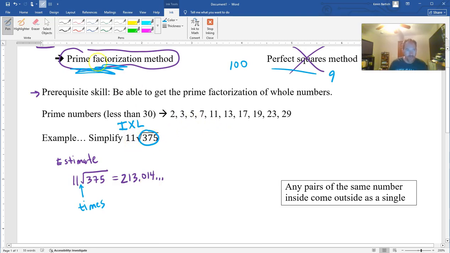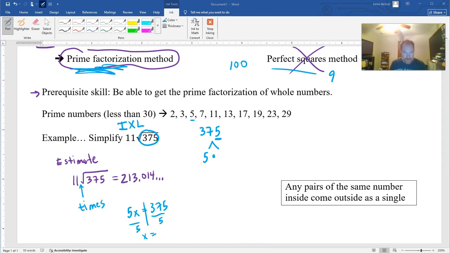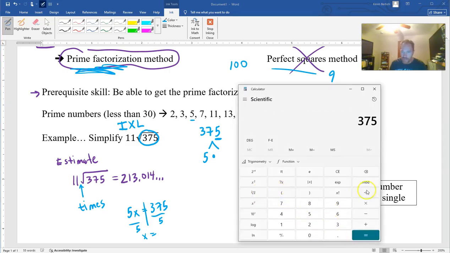So for just the square root part, if I take the 375 and try to break that down, well, I know it ends in a 5, so it's 5 times something, and 5 is a prime number. Let's see, 5 times something is 375. If I divide by 5, I believe that's going to be 72. No, 70, oh boy. Let's go to the calculator. 375 divided by 5. 75, there we go.